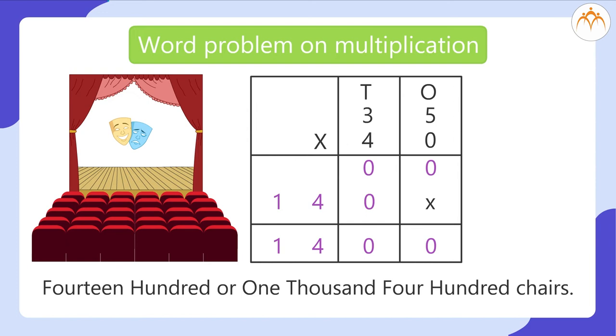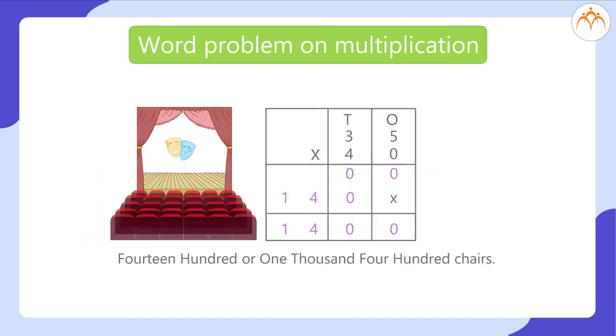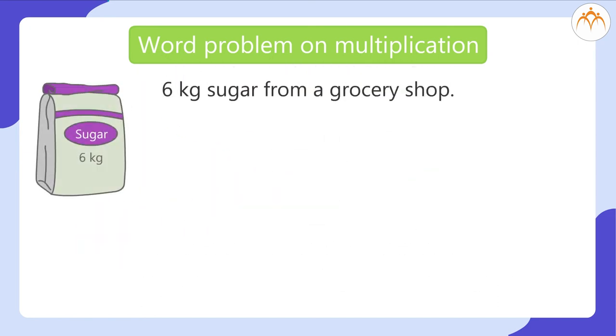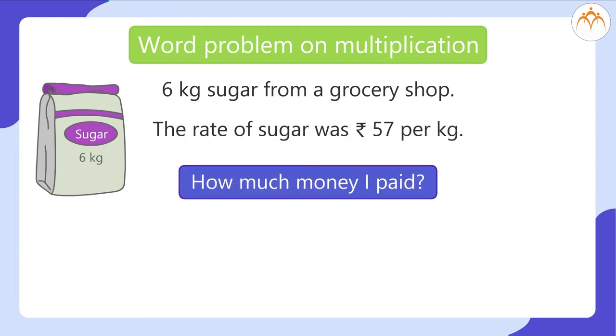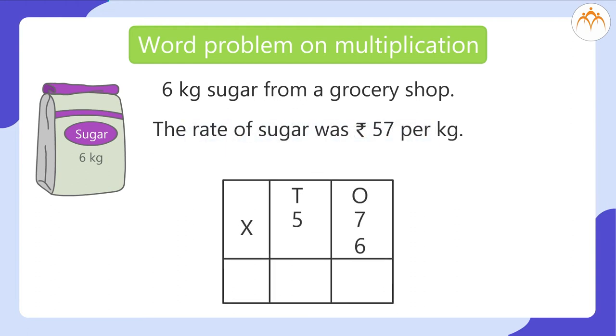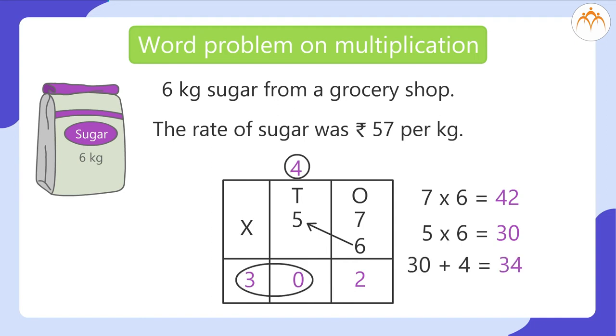Now let's see one more example. I bought 6 kilograms of sugar from a grocery shop. The rate of sugar was rupees 57 per kilogram. Let's find out how much money I paid. 57 multiplied by 6. That is 5 into 6 is equal to 30. 30 plus 4 is equal to 34. So the answer is 342.